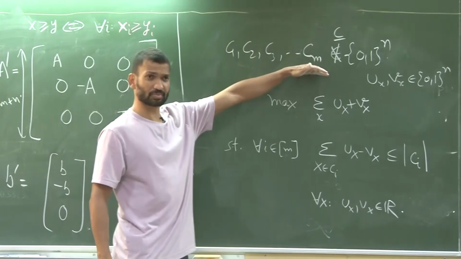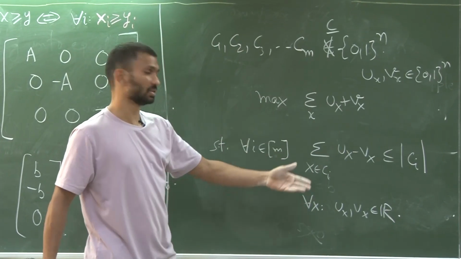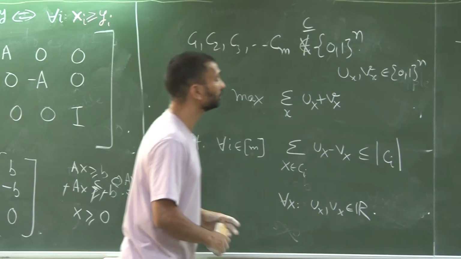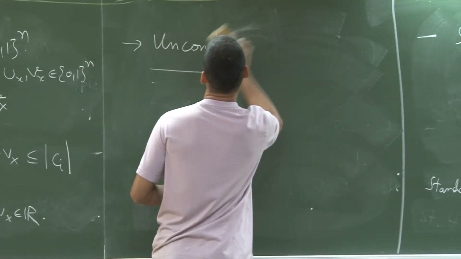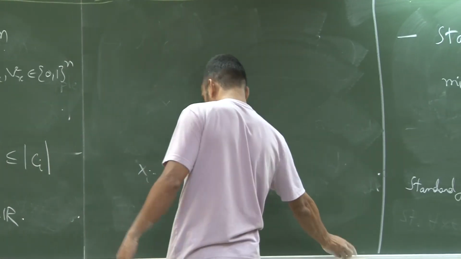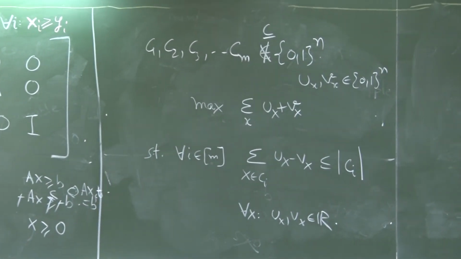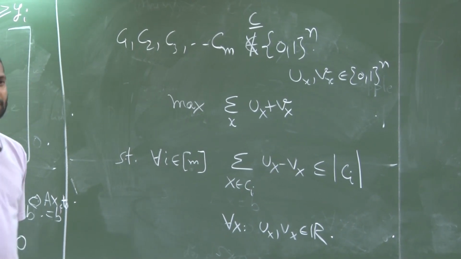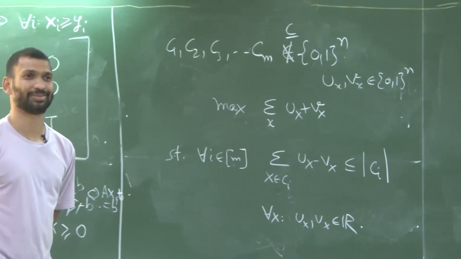Okay, there are some m subsets. You want to maximize ux plus vx such that ux minus vx is less than mod of ci. What is the value of this linear program? What can you say about this linear program? This is what you want to solve. Can you utilize those tips and tricks or convert it into an equivalent LP? Okay, this is a hint. Can you convert it into an equivalent LP and suddenly the answer will pop out?